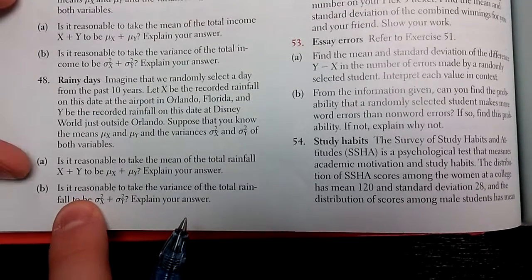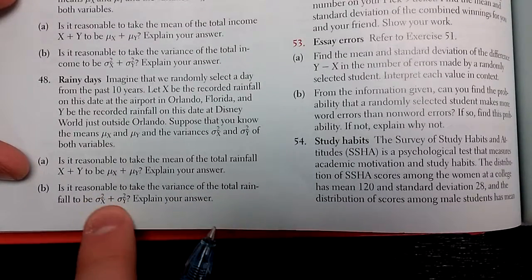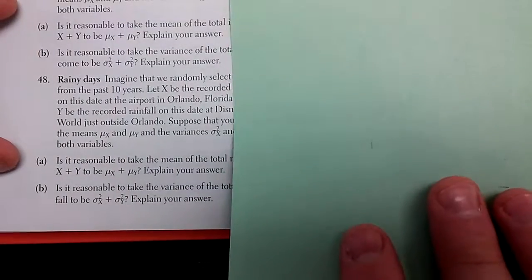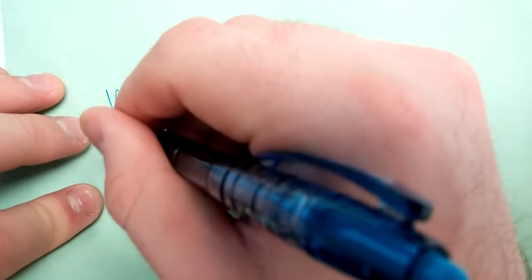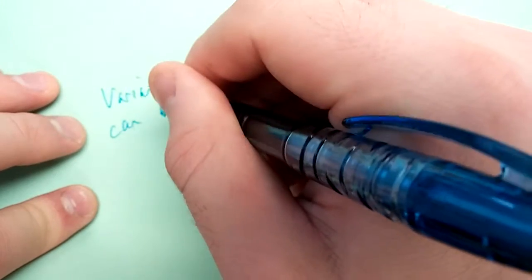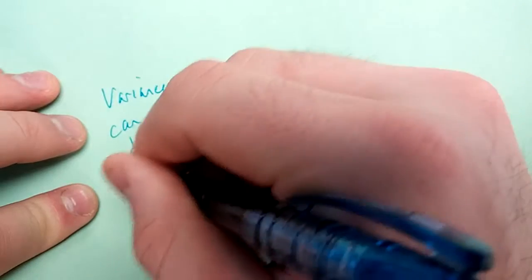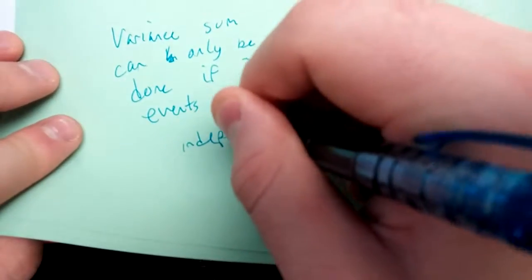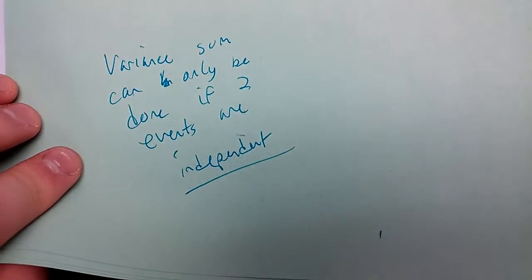Part B asks, is it reasonable to take the variance of the total rainfall to be sigma x squared plus sigma y squared? Explain your answer. Now, the variance sum can only be done if two events are independent. So you as a student have to decide, are these two events, rain at Orlando Airport and rain in Disney World, independent?